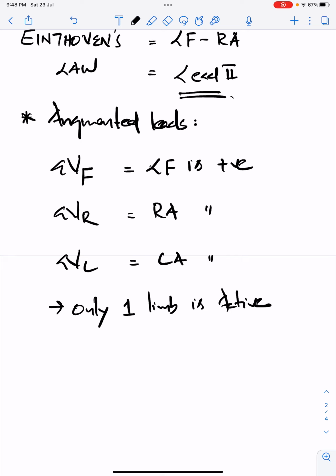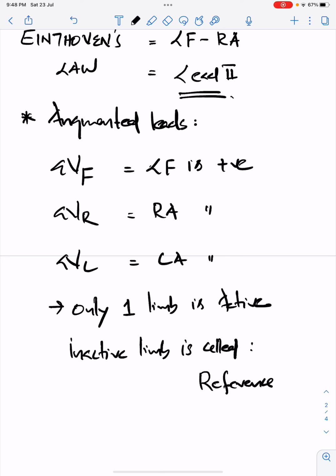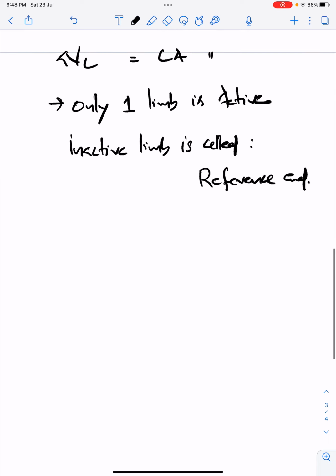In augmented leads only one limb is active, and the inactive limb is called the reference end. Then about chest leads. For chest leads, it is very important to know the positions.